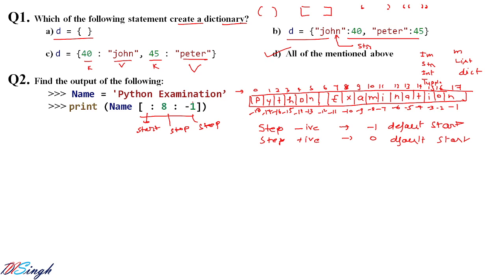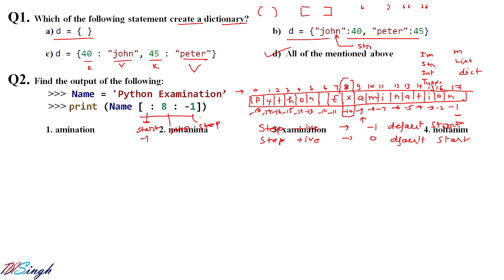So it is asking to start from -1. By default, start will become -1, so we are going to start from here and we have to stop somewhere here. That is our stop index. It is given as -8, but remember it is going to stop one before that, so it is going to stop here itself. Now you see the options for this particular question.